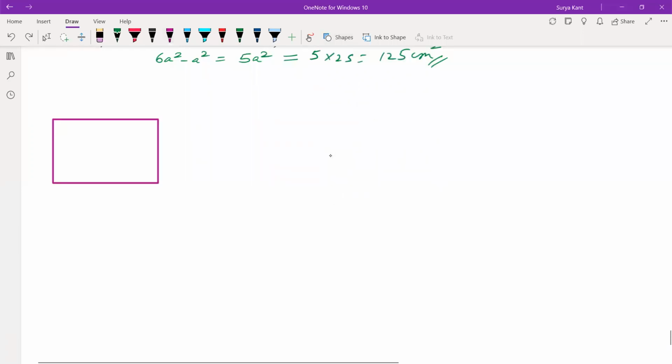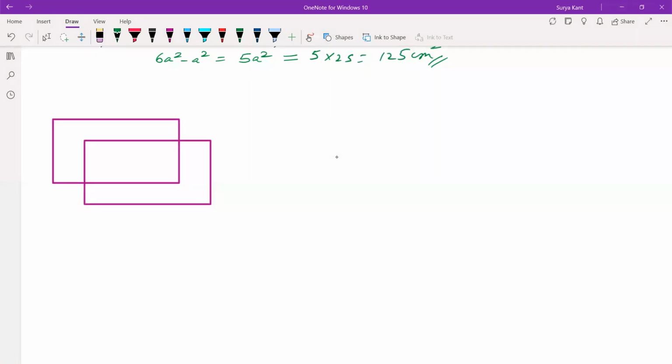So what is the volume of cuboid? L into B into H. Yes, sir. What is CSA of cuboid? Curved surface area is 2H into L plus B.